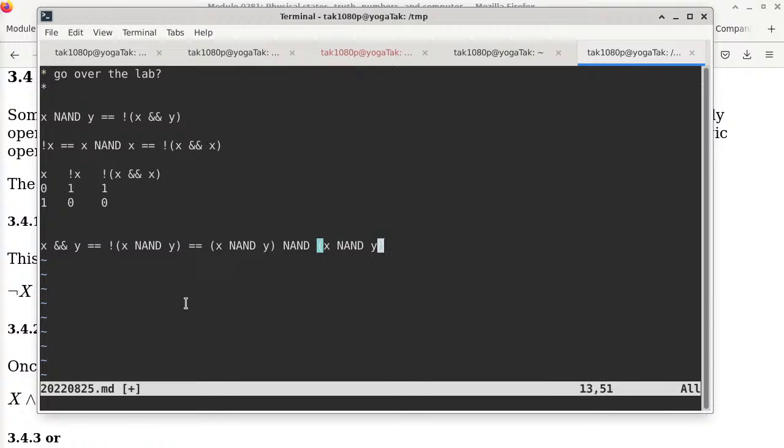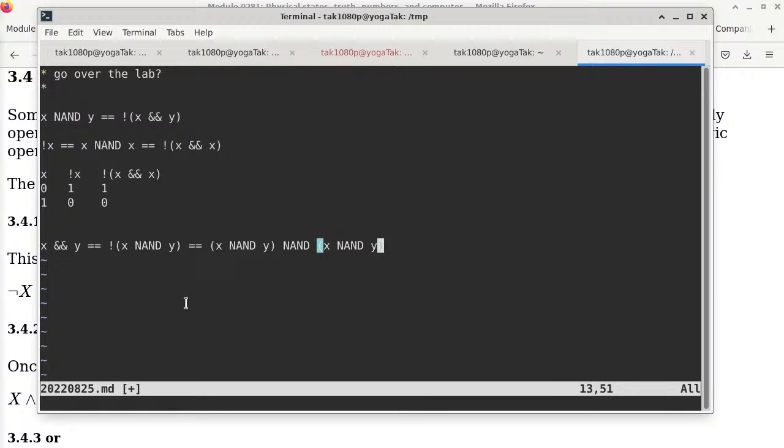All right. Are we doing okay so far? Are there any questions about how I derived x and y using only NAND in the equivalent expression? So once again, we get into the issue of the text said so, but is it actually the case? So what do we do?